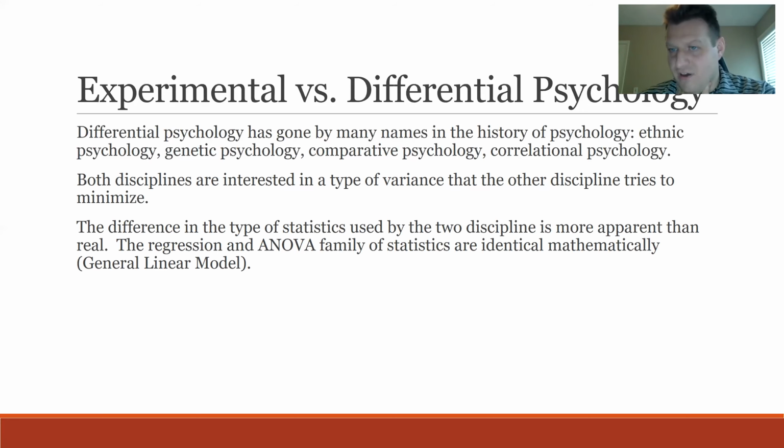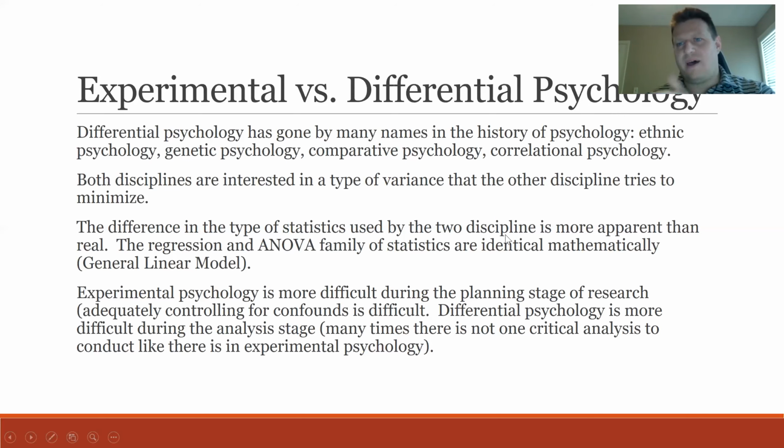The statistics of the two disciplines I mentioned are different, but they're based off of the same mathematical model, which is known as the general linear model. So the statistics really aren't that different. They're just different ways of expressing the same mathematical model, and yet experimentalists many times cannot really read or understand when we're reporting differential statistics, and many times differential psychologists are unable to interpret or understand the statistics of an experimental psychologist. It's wild, I know.